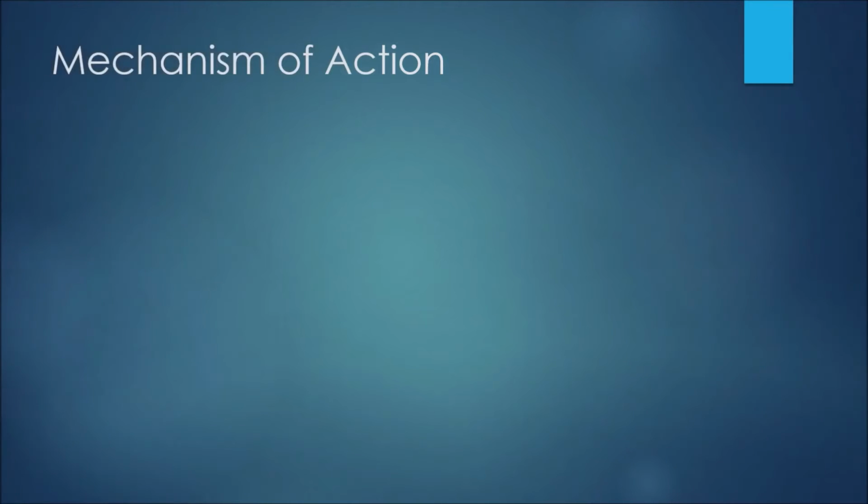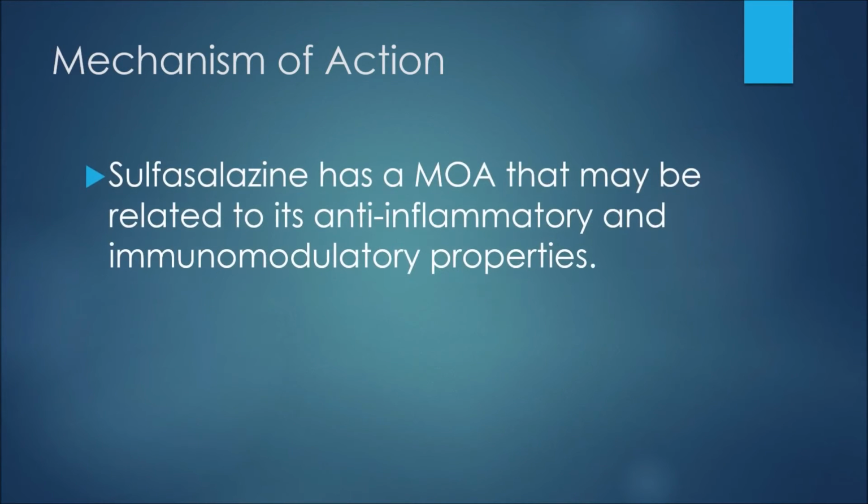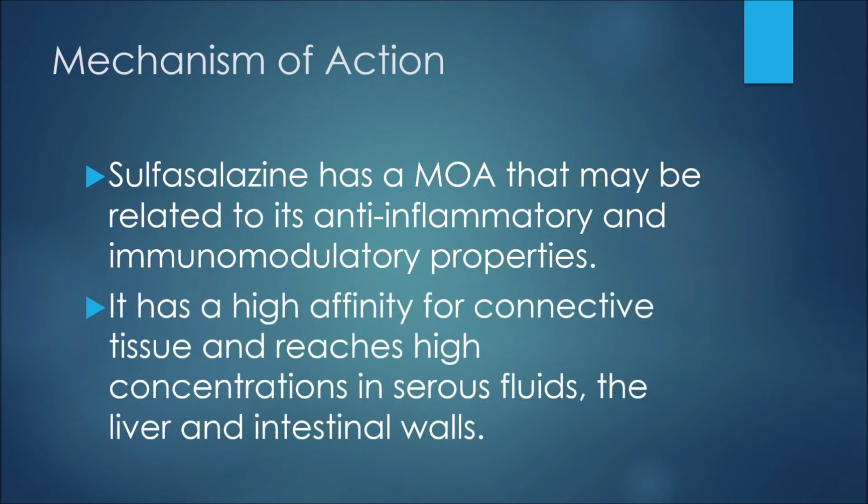So the first thing to discuss here would be the mechanism of action, or how this medication works. Sulfasalazine has a mechanism of action that may be related to its anti-inflammatory and immunomodulatory properties. It has high affinity for connective tissue and reaches high concentrations in serous fluids, the liver, and intestinal walls.